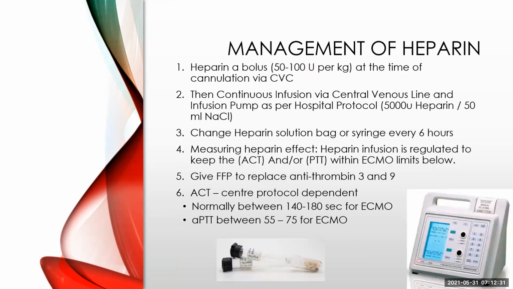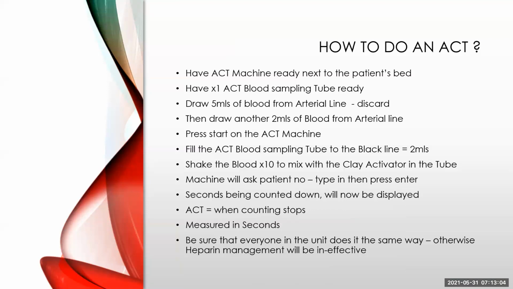As in the previous slide, you will see at the bottom there's a little black line at the bottom of that tube. And in the tube, there's a clay substance, and that's your activator. So as soon as the blood is in the tube, you need to mix the clay activator with the blood. There's also a lead metal piece that you have to shake from one side to the other side to mix this clay with the blood. So mix it 10 times, and then you're going to put this tube into your ACT machine.